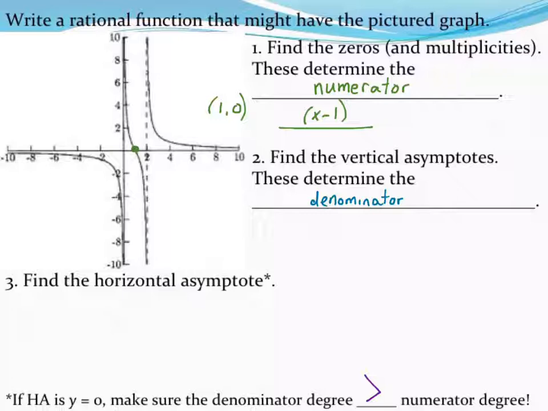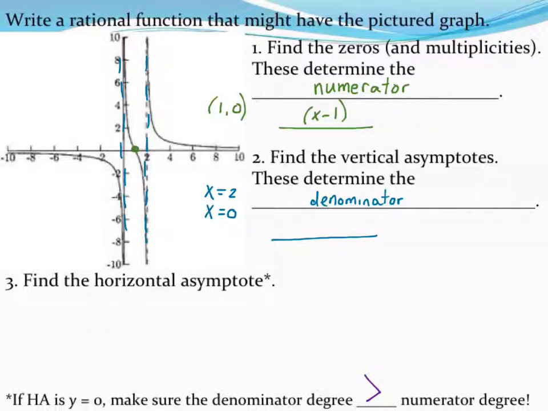The next thing I would do when I'm trying to write the equation is take a look at where the vertical asymptotes are located. So I can see there's one right here at x equals 2. And I see there's a second one. It's not as easy to see, but there is another asymptote at x equals 0. The vertical asymptotes help me determine what the denominator of my rational function is going to be.